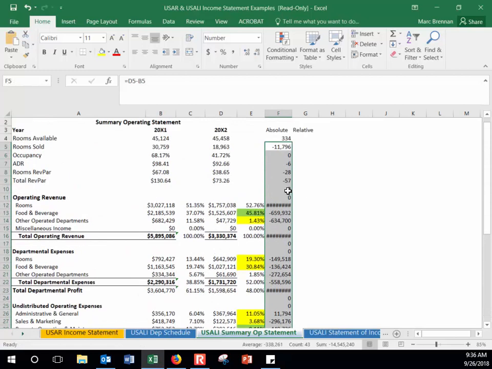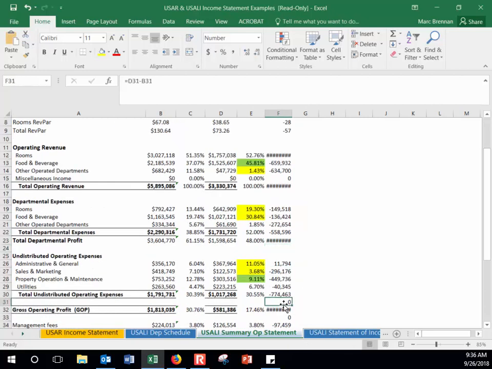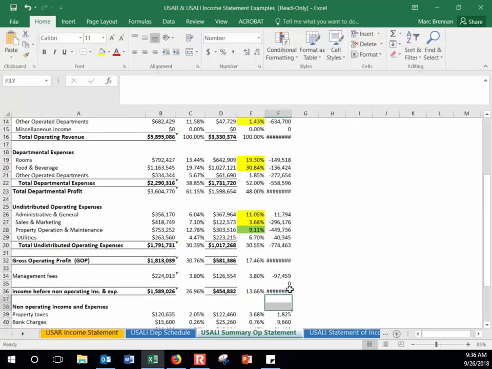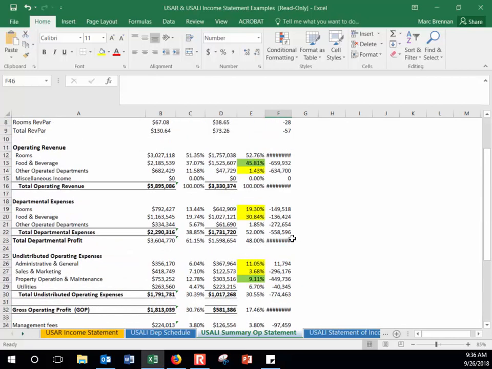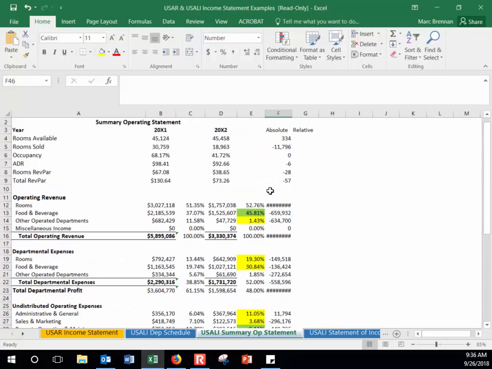Okay, and then we'll just get rid of any zeros where there aren't numbers across here. And this one, and this one. And when we see any hashtags or pound signs, remember it's just because the column isn't big enough. There are numbers in there, they're just too big. So we'll just double click.